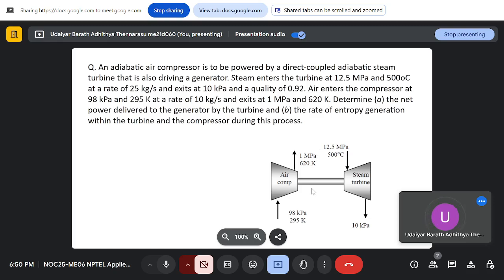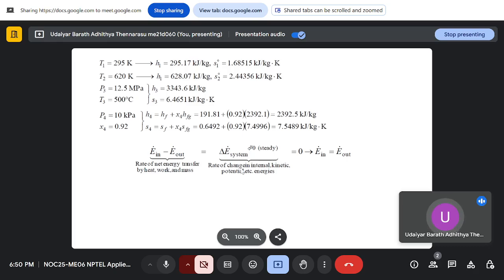For both the compressor and the turbine, the inlet and exit conditions are specified. Two parameters are given to locate the state point, so two properties are known. With that, we'll see how to solve this.